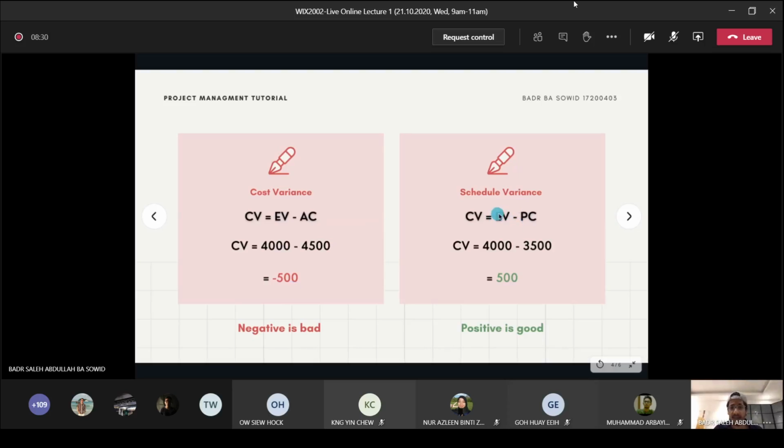The second thing is the schedule variance, and the schedule variance tells you how behind or ahead of the project schedule you're running. To calculate the schedule variance, you subtract the planned cost from the earned value. You plug in the values, 4,000 minus 3,500, and you get 500. A positive value is a good value. That means that you're ahead in your schedule.